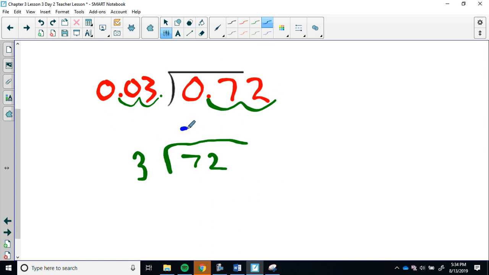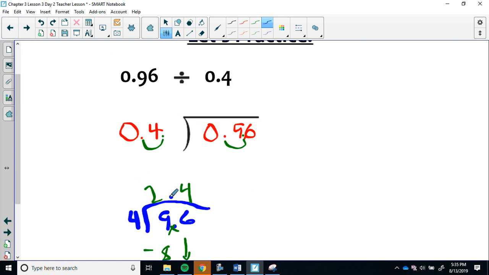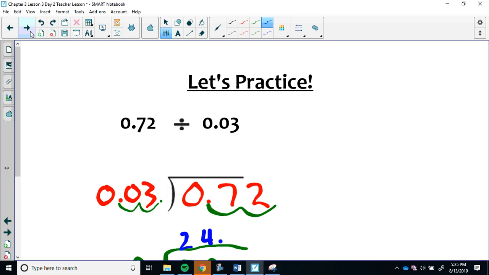3 goes into 7 twice, gives us 6. Subtract, bring down the 2. 12 divided by 3 is 4. 3 times 4 is 12. So our answer is 24. The decimal would be at the end, but we don't have to write the decimal when it's at the end of a whole number. Only when it falls between do we have to, like in the previous problem here, we have to keep it in our answer. Here, since it falls at the end, we don't have to.